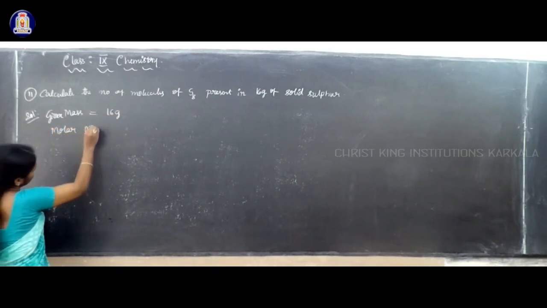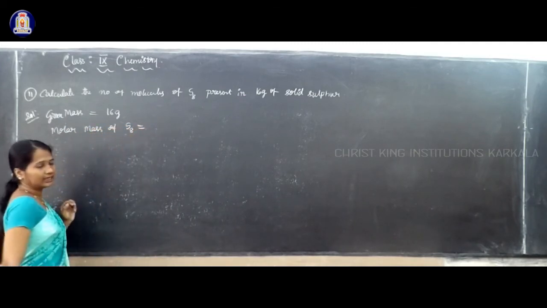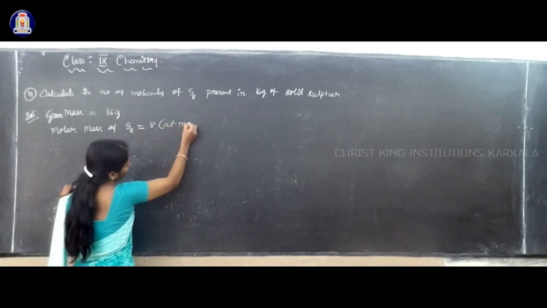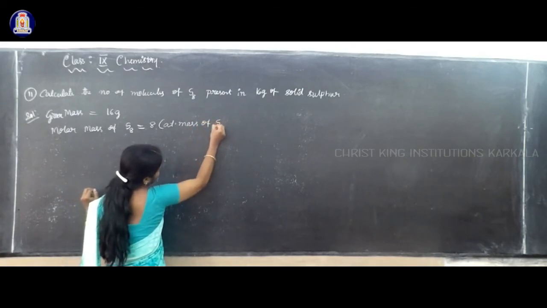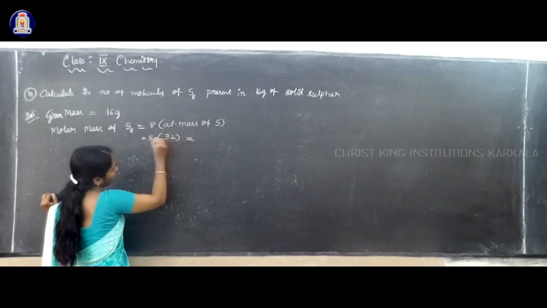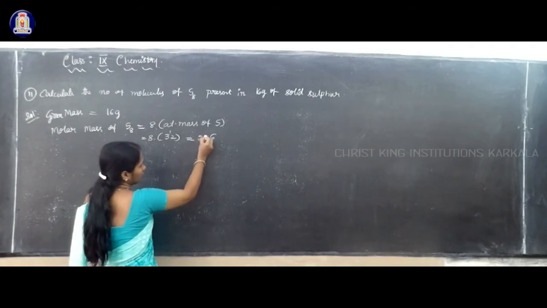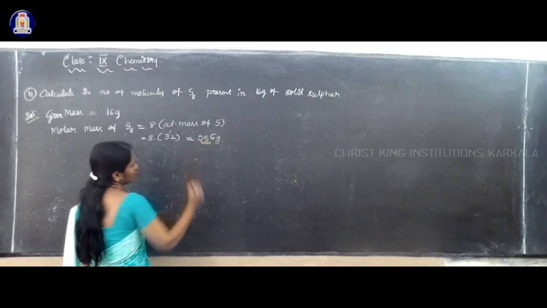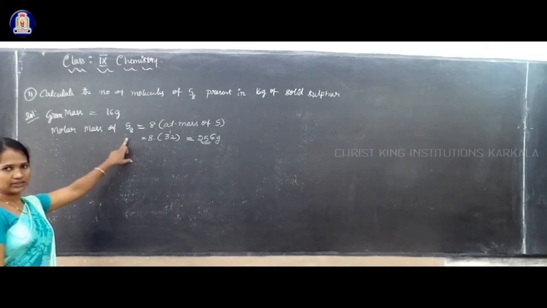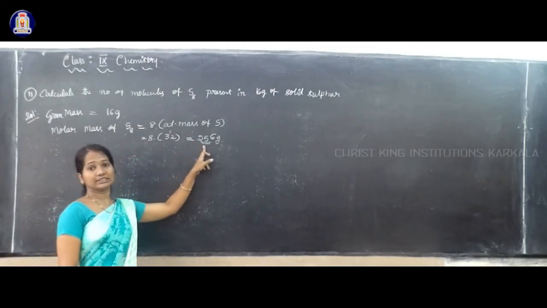Molar mass of S8. How to find molar mass of S8? 8 into atomic mass of sulfur. Atomic mass of sulfur is 32. 8 into 32, 8 twos are 16, 1 carry, 8 threes are 24 plus 1, 25, so 256 gram. Now, molar mass, in the sense molecular mass of S8, is 256 gram.